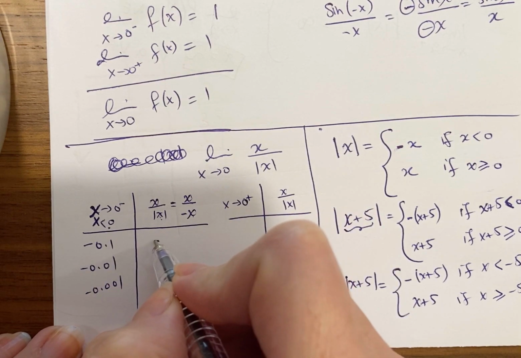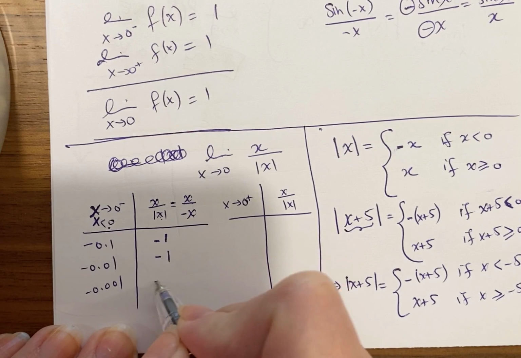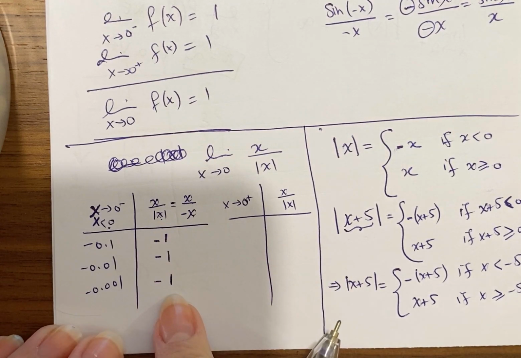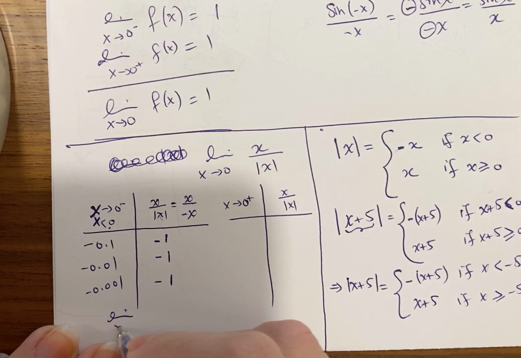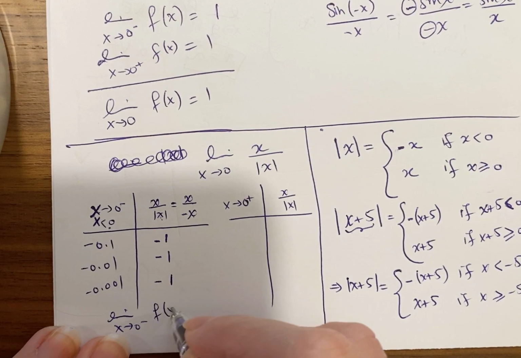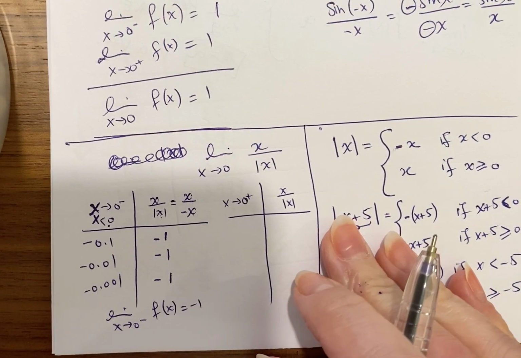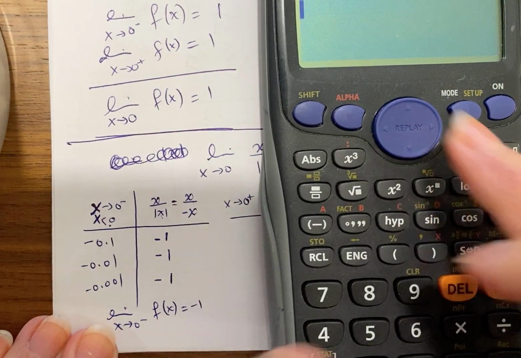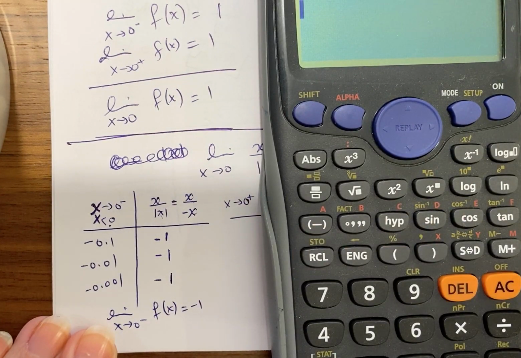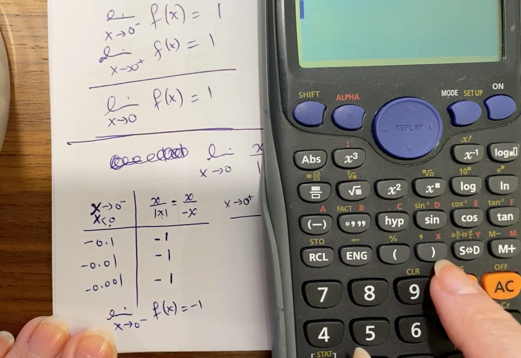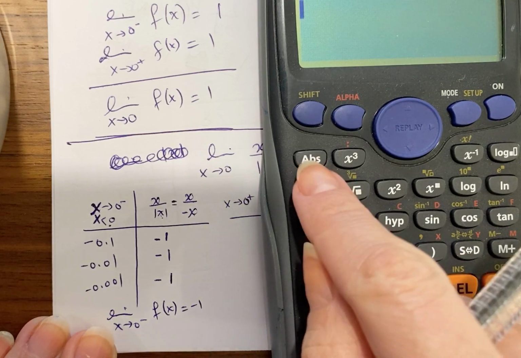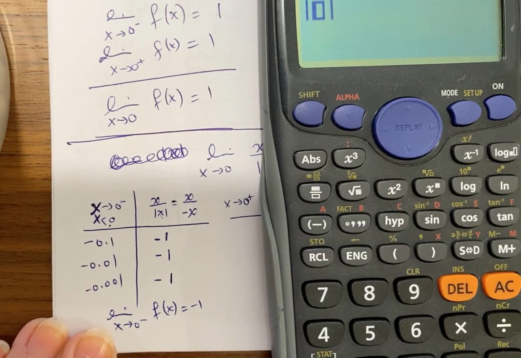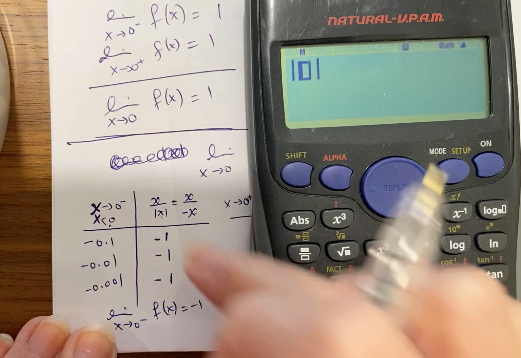So what will the answer be? You can try it out. It will be minus 1 in all of these cases. So what's the limit from the left of f of x? Minus 1. Do you see? You can take those values and put them, of course, in the calculator. Use the absolute value key. Where's the absolute value key? The absolute value key. All right, and check in the table.